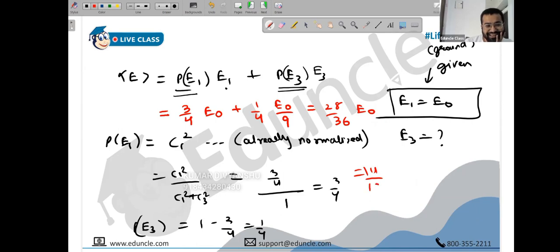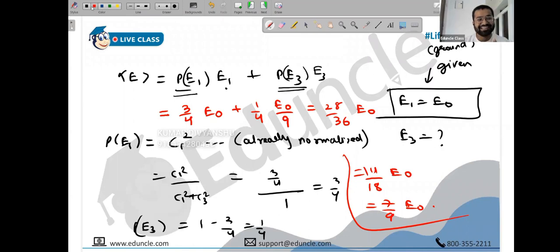I trust you all. This is 14 by 18 E naught in that case, and this is 7 by 9 E naught. I am prone to errors by birth, so no problem. Then let me know if you have any questions, please.